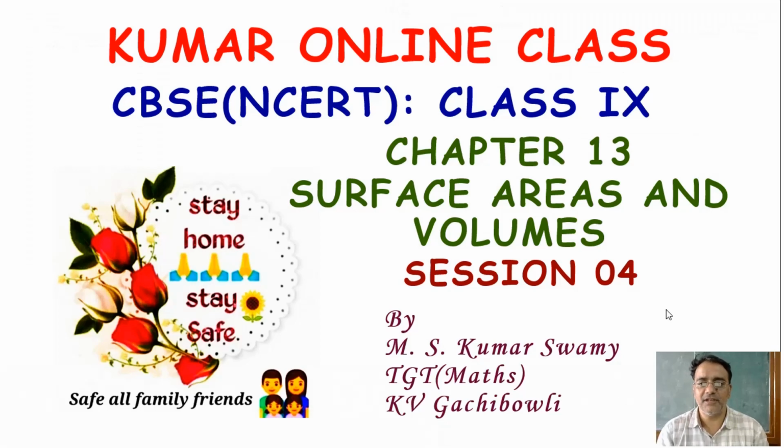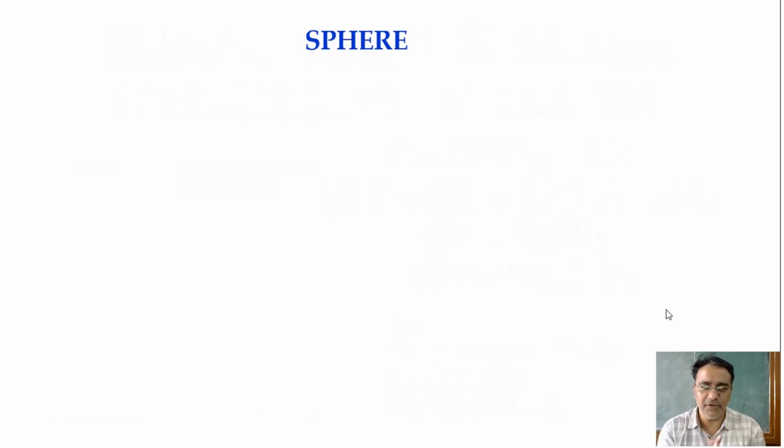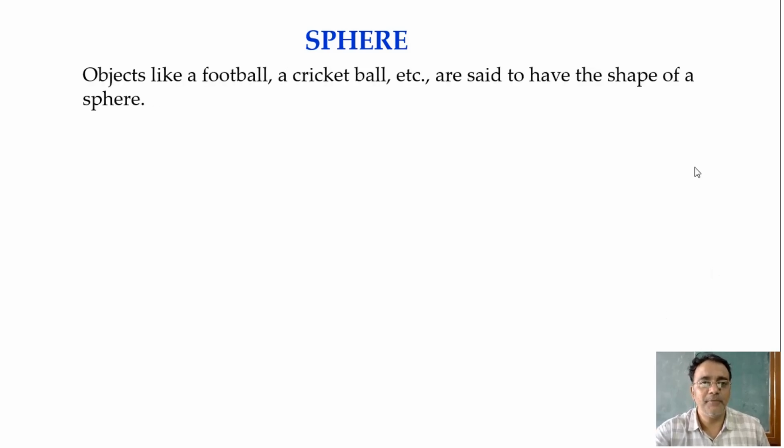Today we are going to start session number 4 of chapter number 13, Surface Areas and Volumes. And we are going to start sphere. Have you seen a ball? Football, yes, sir. Ball, all that is an example of a sphere. So objects like football, cricket ball, etc. are said to have the shape of a sphere.